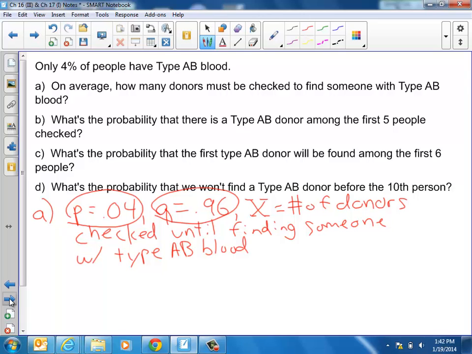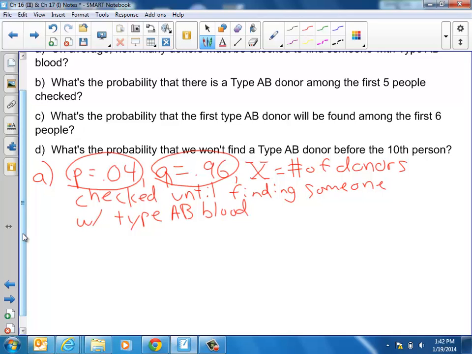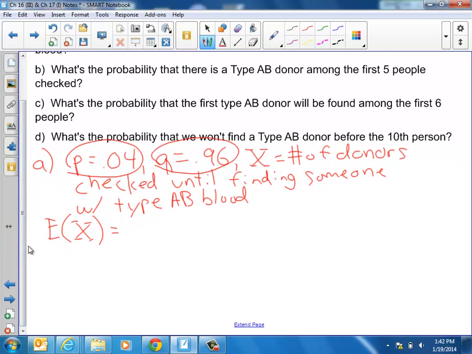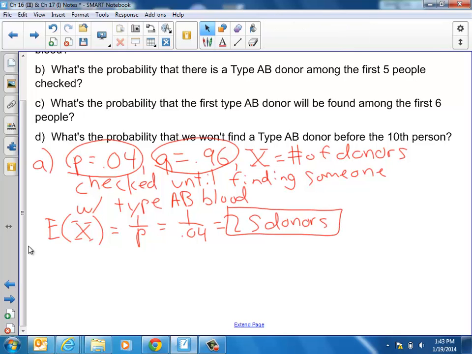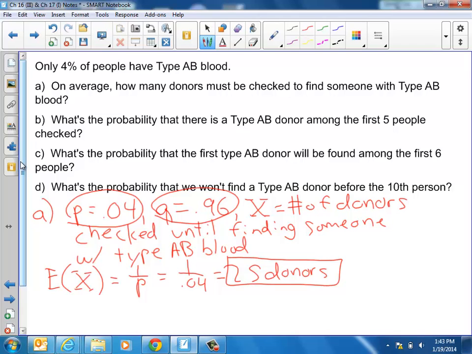All right, so we've got everything set up. We want the average number of donors that must be checked until we find someone with type AB blood. So we want the expected value of the random variable we just found, which we know follows a geometric model. So that's just equal to 1 over p. That's what I showed you in the blue box last time, which is 1 over 0.04, which is 25. So 25 donors we expect to check on average, or that's the 25th donor when we would expect to see the first person with type AB blood on average. So A is knocked out, not too bad.